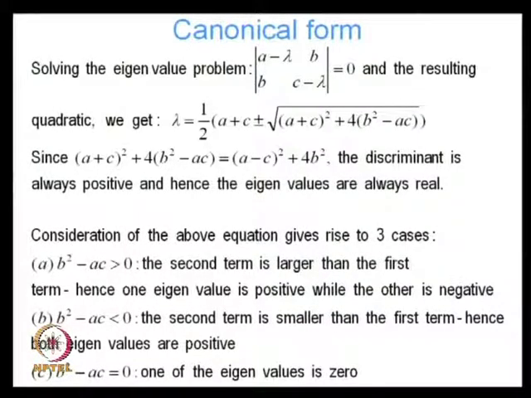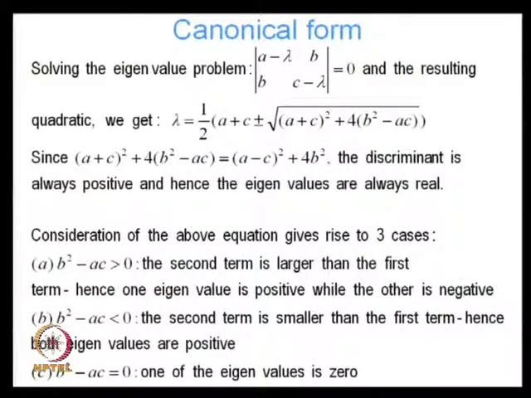If you look at the term under the square root, you can write it as a sum of two squares, and since you do that, it is always going to be positive. Hence the eigenvalues are always real, which we already knew, because this is a symmetric matrix. So its eigenvalues have to be real, but here we are just seeing that.